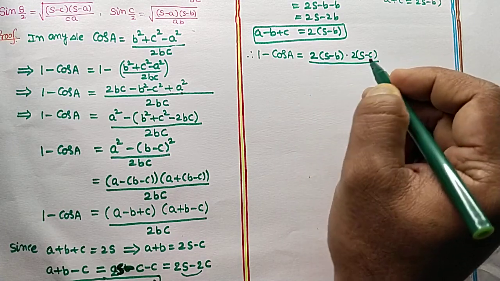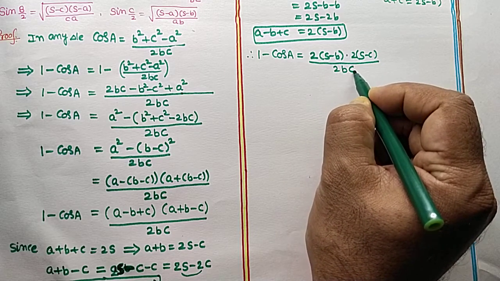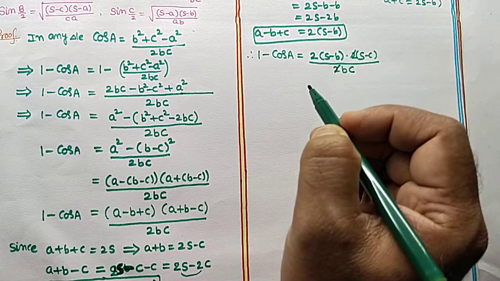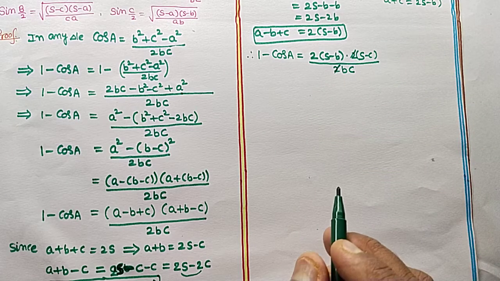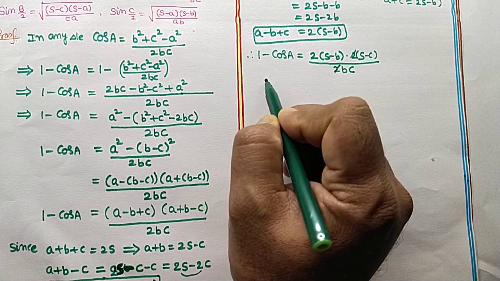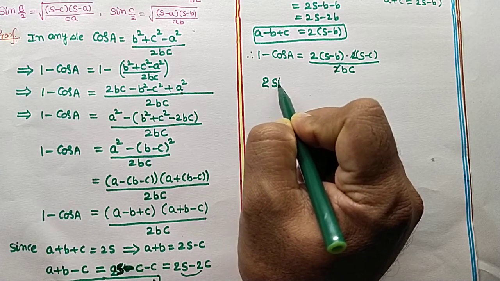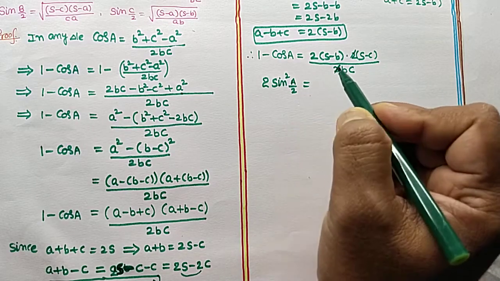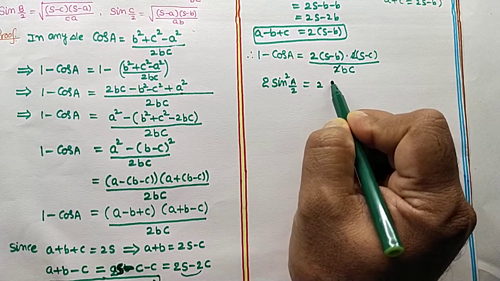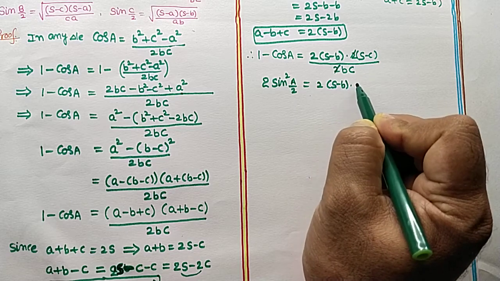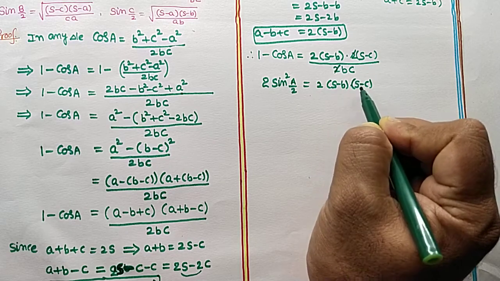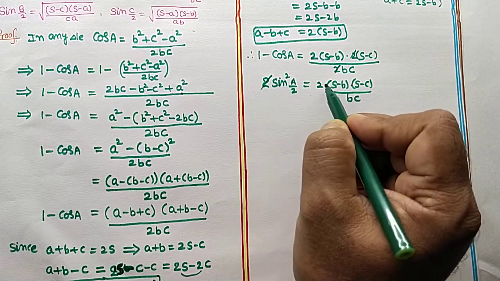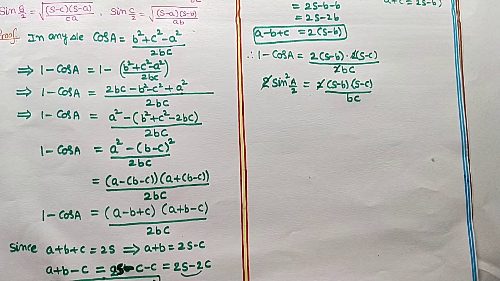Divided by 2bc. So here 2 get cancelled. We know that 1 minus cos a is 2 sin square a by 2, which is equal to 2 into s minus b into s minus c divided by bc. Here 2 get cancelled. We need to calculate sin a, no?